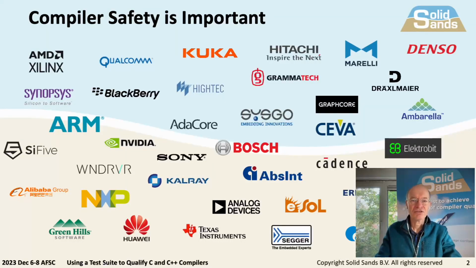Compiler safety is extremely important. You see here many companies that are our customers. They are based worldwide. Some of them are developing their own compiler tools. Others are using compiler tools. In all cases, they take the safety of the compiler very seriously, and they use our tools to do so. Customers in Japan on this slide are Denso, Rome, and Renesas, for example.